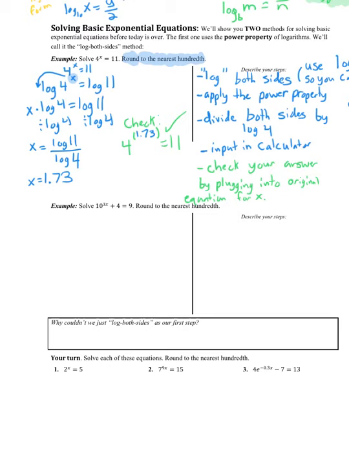For the second example, 10 to the 3x plus 4 equals 9. Before we can log both sides, we have to isolate the exponential, the base of the exponent. So we're going to subtract 4 from both sides.